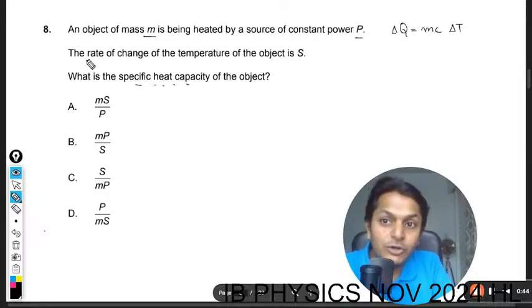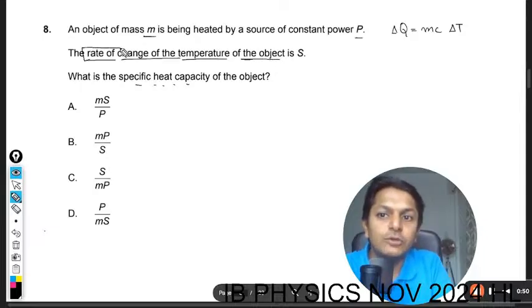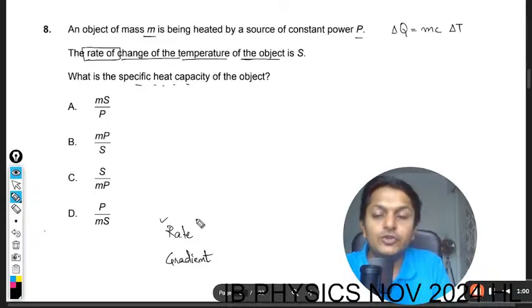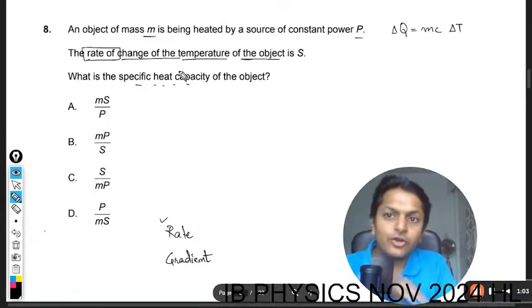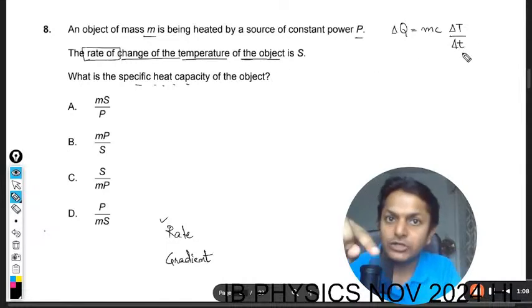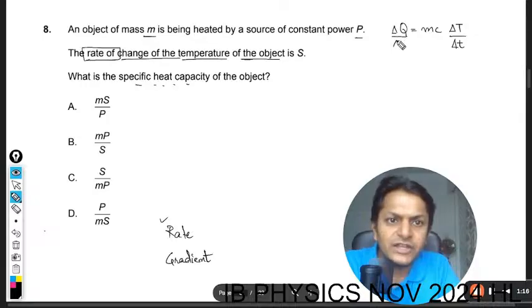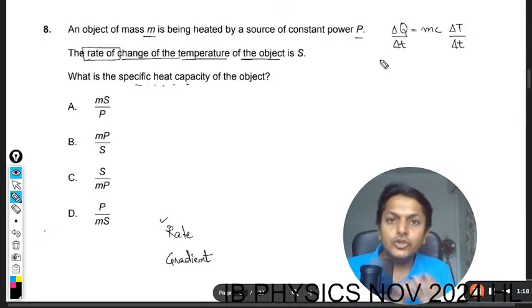But here they're talking about the rate of change of temperature of the object. So they are talking about the rate. There are two words, by the way, never confuse them. One is rate, another is gradient. Whenever you say rate, rate is when you divide something by time. So it says the rate of change of temperature. So he's talking about this divided by delta t, which is small t. Small t is time, capital T is temperature. So if you are dividing the right hand side by delta t, you have to divide the left hand side also by delta t. So your equation has changed. Now it is no longer Q is equal to mc delta T.